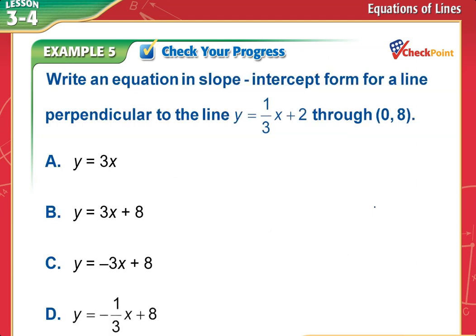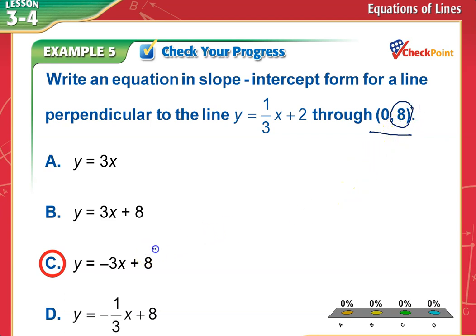Check your progress. You're going to write an equation in slope-intercept form for a line perpendicular to the line y equals 1/3 x plus 2. Perpendicular, remember, you would use a negative reciprocal slope. In this case, a slope of negative 3. Go ahead and pause your video. The answer is y equals negative 3x plus 8. Anytime you're given a point like this where the x-coordinate is 0, then this point here is always the y-intercept. So it's pretty much a shortcut. And so there it is.